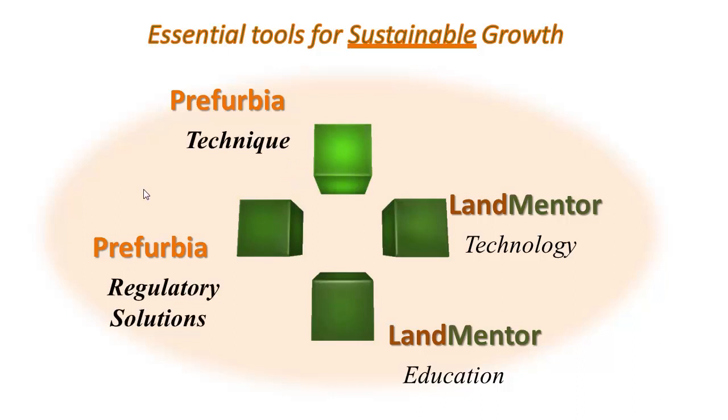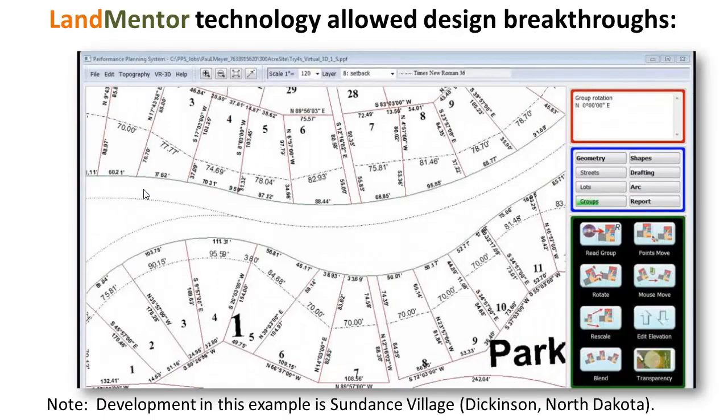Essentially, we have two companies that work in conjunction. Profurbia as technique and regulatory solutions is Rick Harrison Site Design. LandMentor is the company that owns the technology and that owns the education. That's what we'll be talking about today. LandMentor is owned by Neighborhood Innovations, and that's where we expect to make a huge change in the world. Meanwhile, the planning firm will still push the envelope of design.